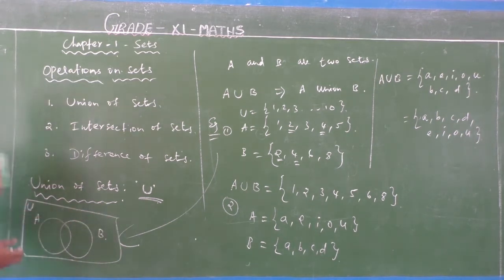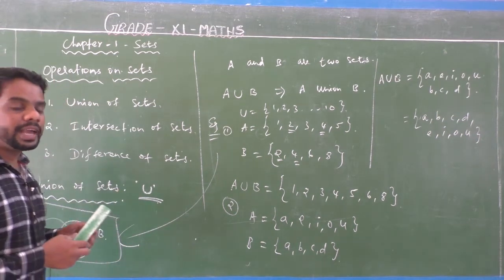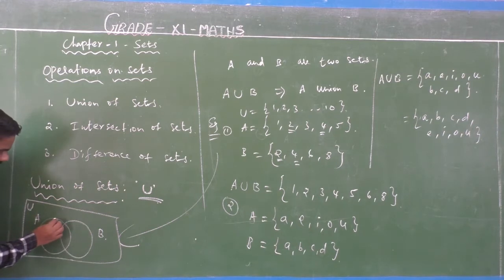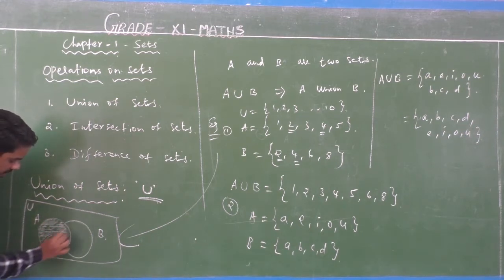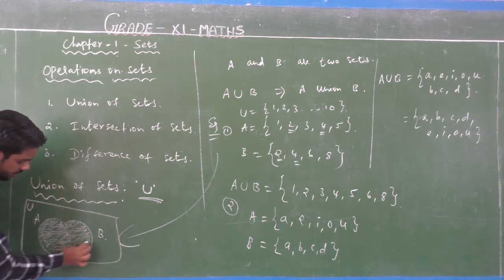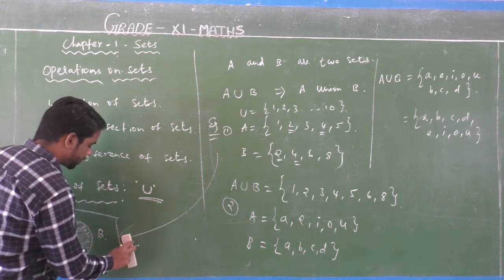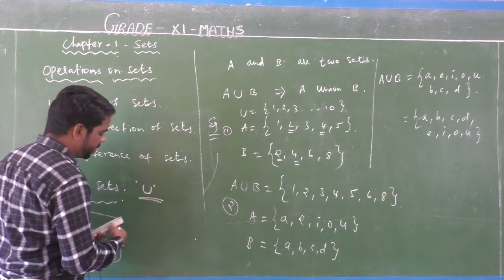Okay? Right. Here A union B. Generally, A union B means the shaded region of A and B only. This is A union B. General concept: the region of A and B. Okay? Listen, for example, the first question.